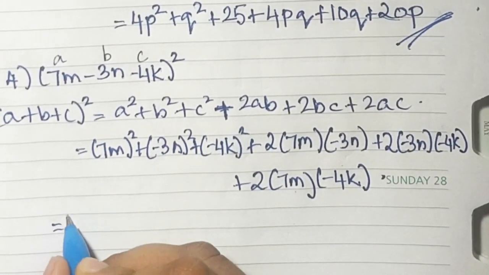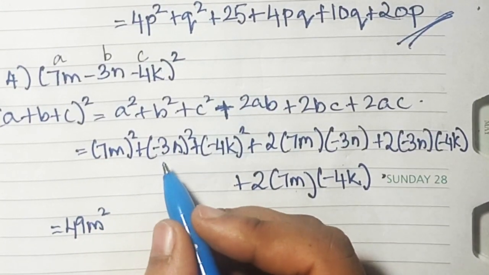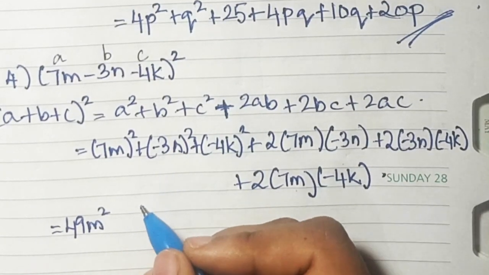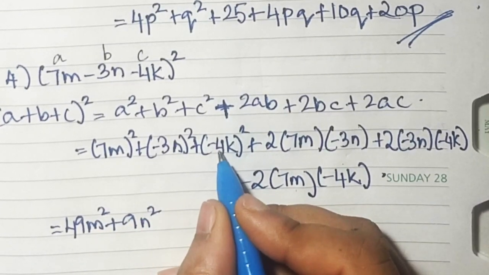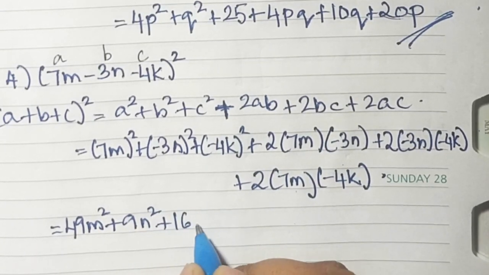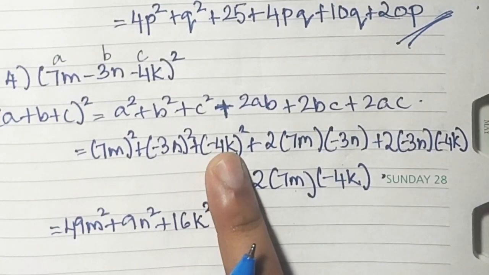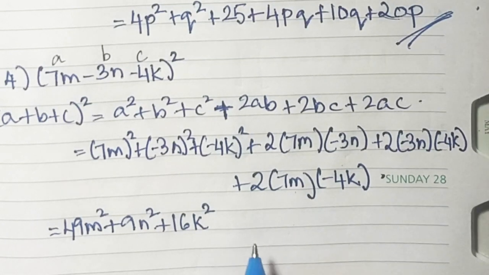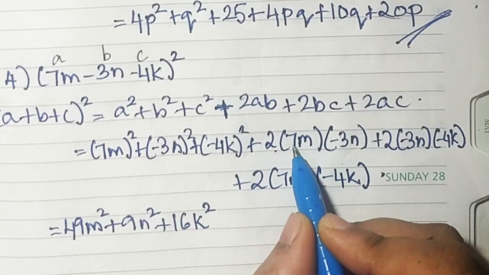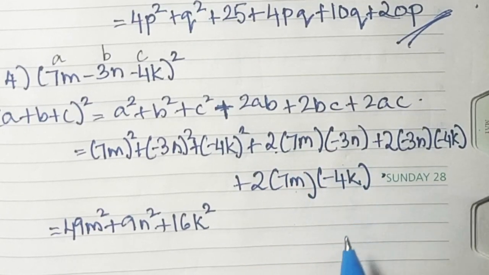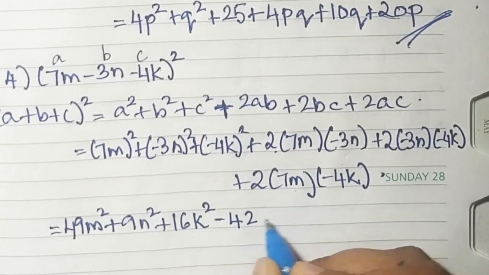Square of 7 is 49, 49m square. Square of 3 is 9. If you square minus 3, it's going to be positive: minus 3 into minus 3 gives you plus 9, n square. Minus 4, the square is going to be plus 16, k square. Why plus 16? Because 4 fours are 16, minus into minus, plus. Now here, 2 sevens are 14, and 14 threes are 42. It's minus, so it will be minus 42mn.